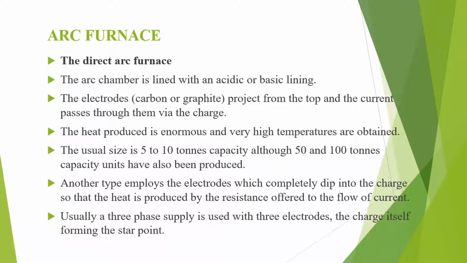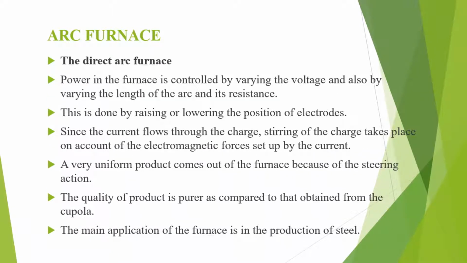Another type employs electrodes which completely dip in the charge so that heat is produced by the resistance offered to the flow of current. For a 3-phase supply, 3 electrodes will be used and the charge will form the star point. Power in the arc furnace is controlled by varying the voltage and also by varying the length of the arc and the arc resistance.